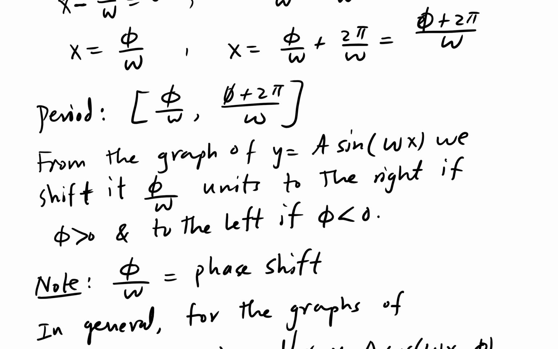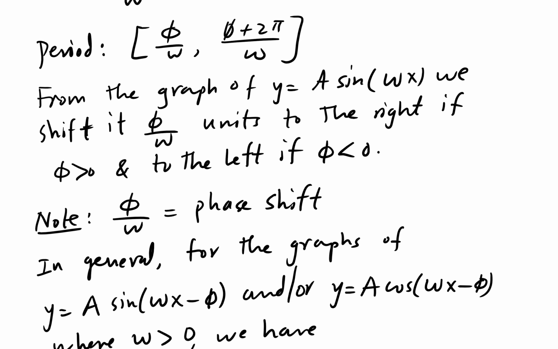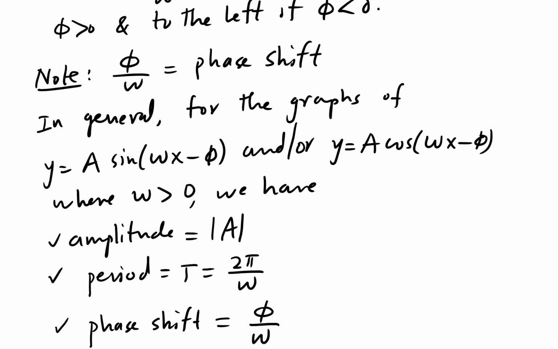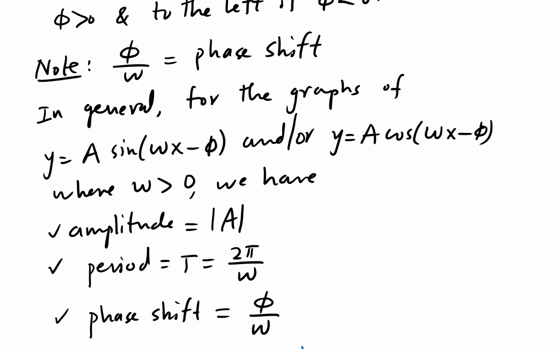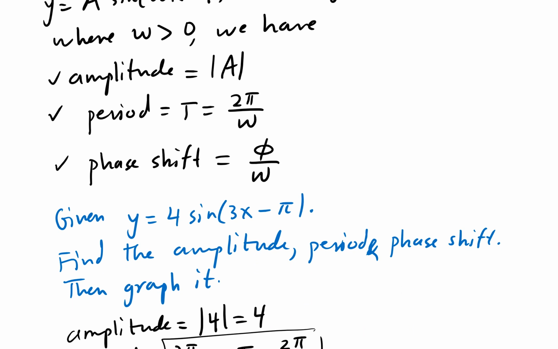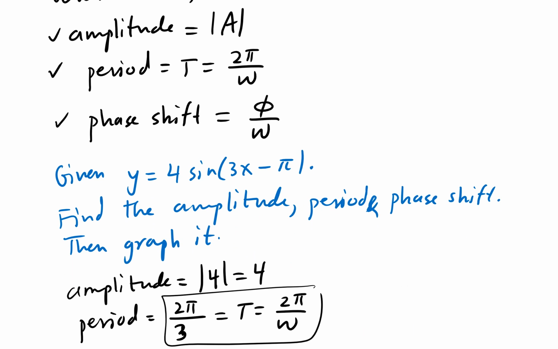And in general, for the graphs of y equals a sine omega x minus phi, or the cosine one, where omega is positive, we have three things. The amplitude is still the absolute value of a, the period is 2 pi over omega, and the phase shift is phi over omega. If we look at this one, we need to graph 4 sine 3x minus pi. First thing we find its amplitude, which is the absolute value of 4, which is 4. The period is 2 pi over omega, which is 2 pi over 3. So that's T, the period.